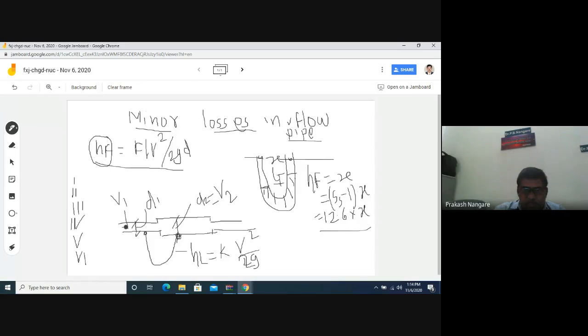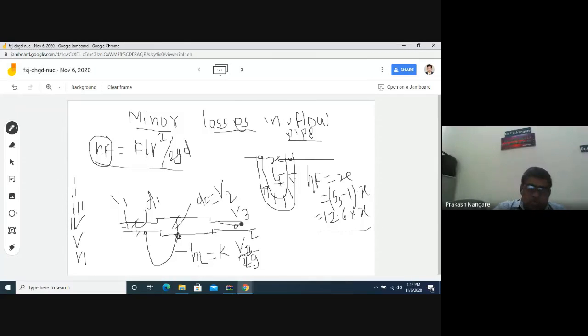Entry loss, how should I get it? The velocity for the first entry, let me take as V1, so it is K V1 square by 2g. Suppose at the exit the velocity of the flow is V3, if the diameter changes, then I could write V3 square by 2g as the minor loss due to the exit.